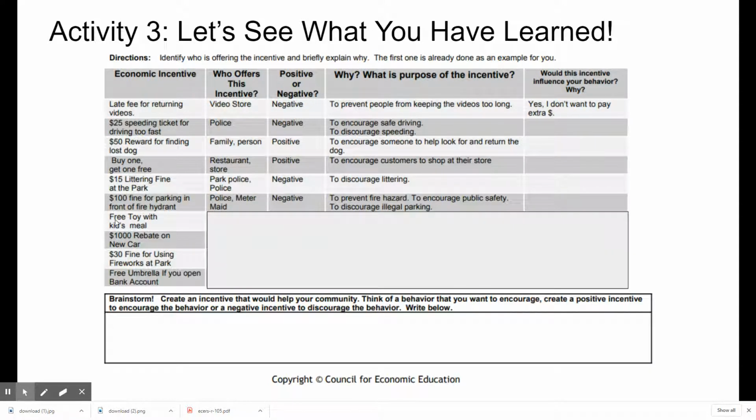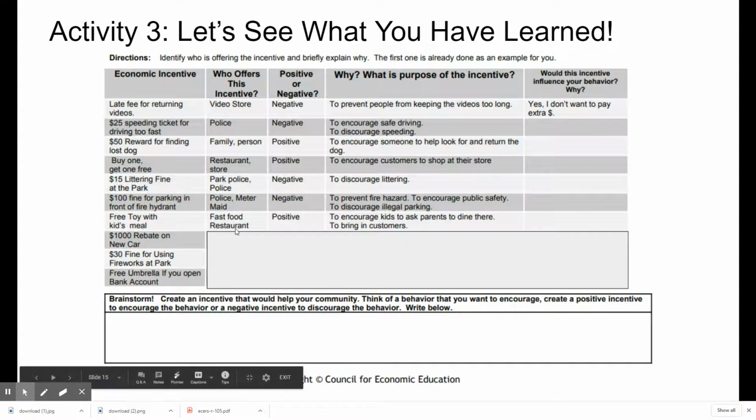Okay, let's look at this one. A free toy with a kid's meal. Who offers this incentive? Is it positive or negative? Why? Why do they offer this incentive of a free toy with a kid's meal? And would it influence your behavior?